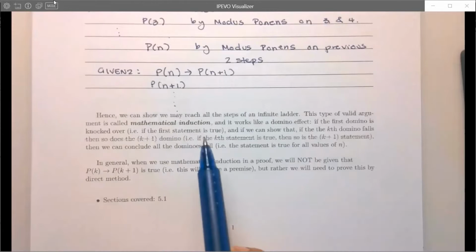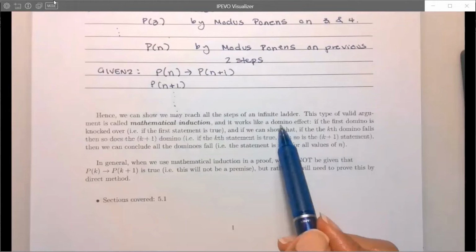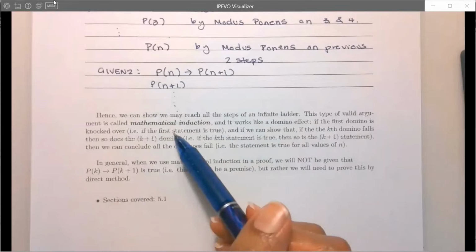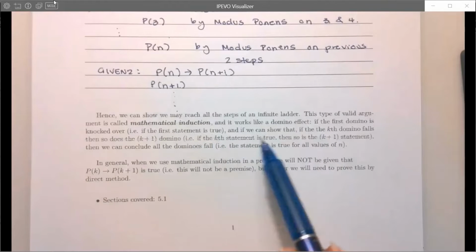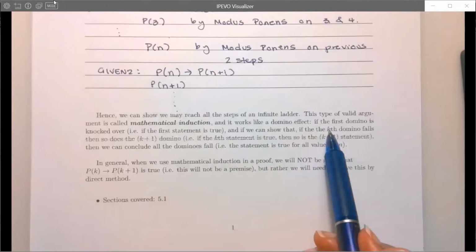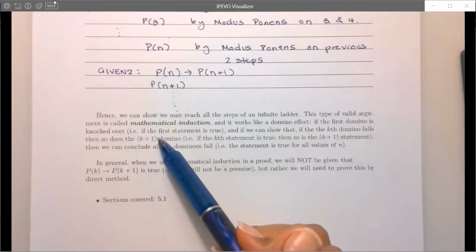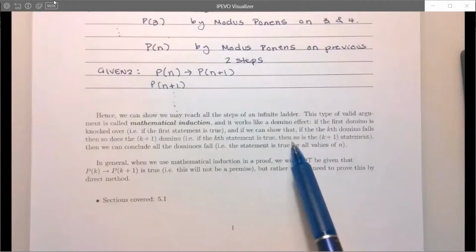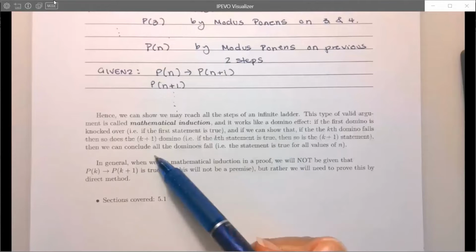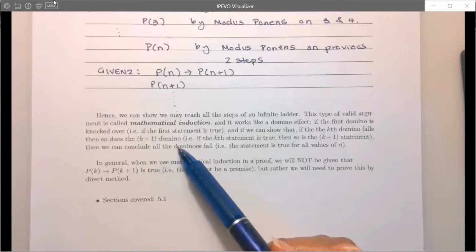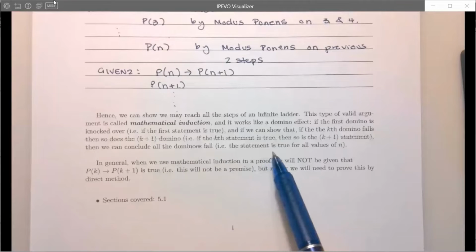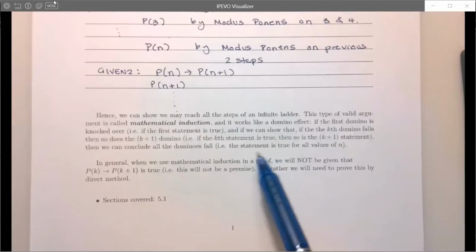Now, another way to think about it is as a domino effect. If the first domino is knocked over, meaning if the first statement is true, and if we can show that if the kth domino falls, then so does the k plus first domino, or in other words, if the kth statement is true, then so is the k plus 1 statement, then we can conclude that all of the dominoes are going to fall. Meaning then we can conclude that the statement will be true for all values of k or n.